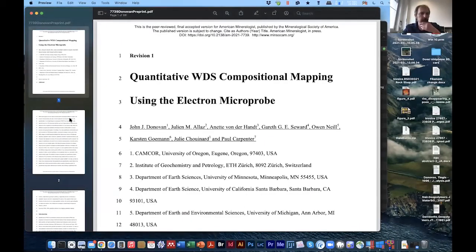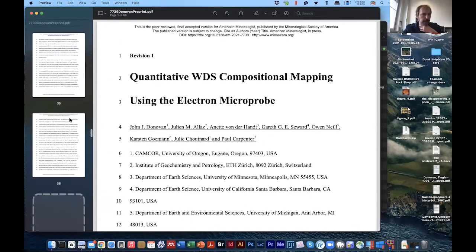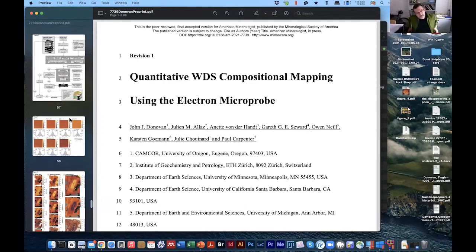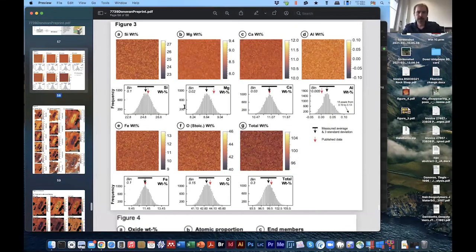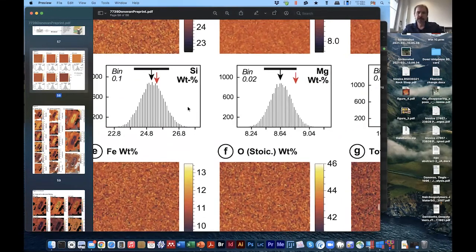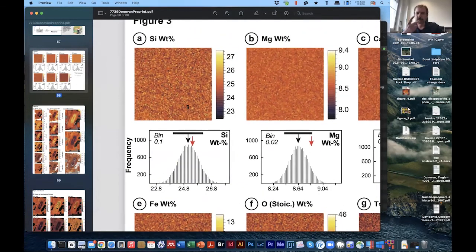Let me just, you see my paper here? Okay, so there you go. So this is, for instance, what you obtain. This is on this NIST glass. So you get a perfectly Gaussian distribution, yes. Okay, thanks.